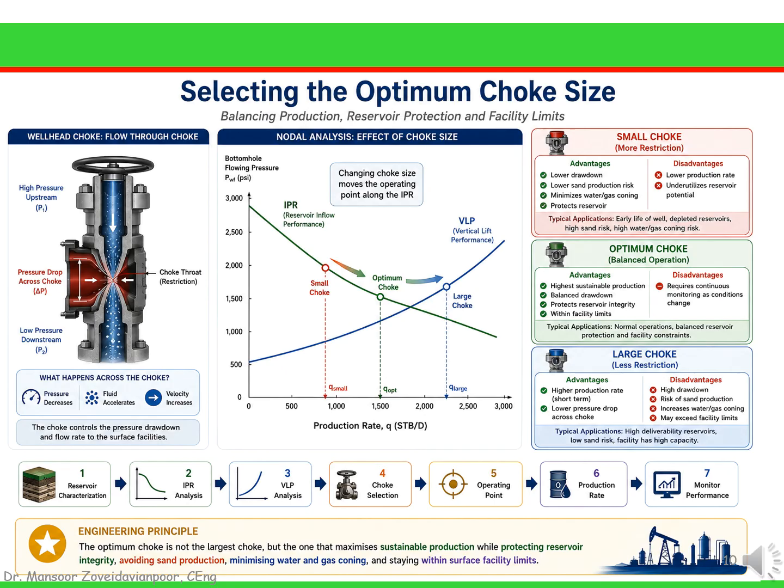The optimum choke is the one that provides the highest sustainable production while maintaining reservoir integrity, flow stability, and compliance with surface operating limits. Every choke decision follows the same workflow. Analyze the reservoir, build the IPR, evaluate the VLP, test different choke settings, identify the new operating point, and select the setting that delivers the best balance between production, reservoir management, and facility constraints. Remember this principle. The choke is the production engineer's control valve. Its purpose is not to restrict the well. Its purpose is to manage the well.